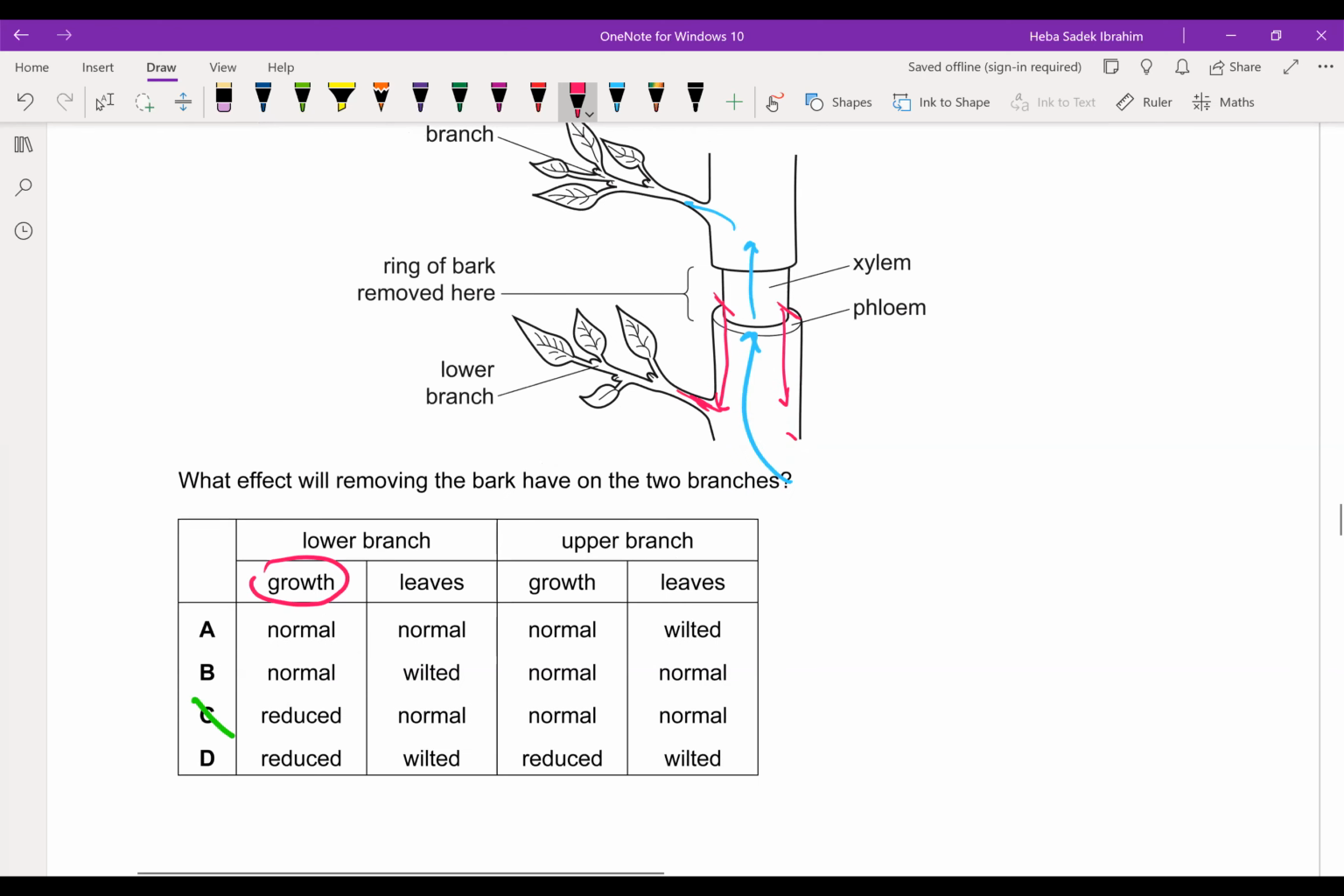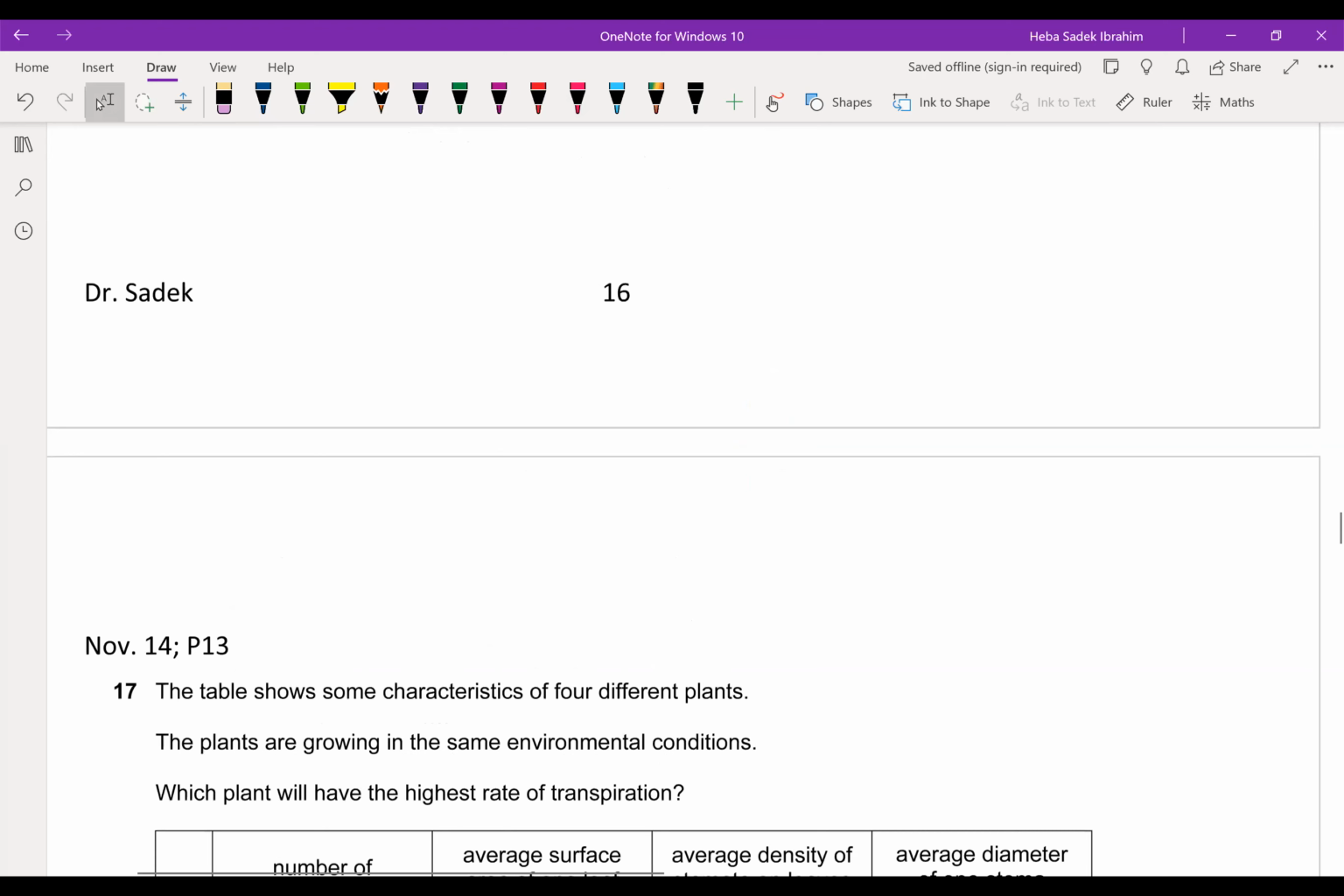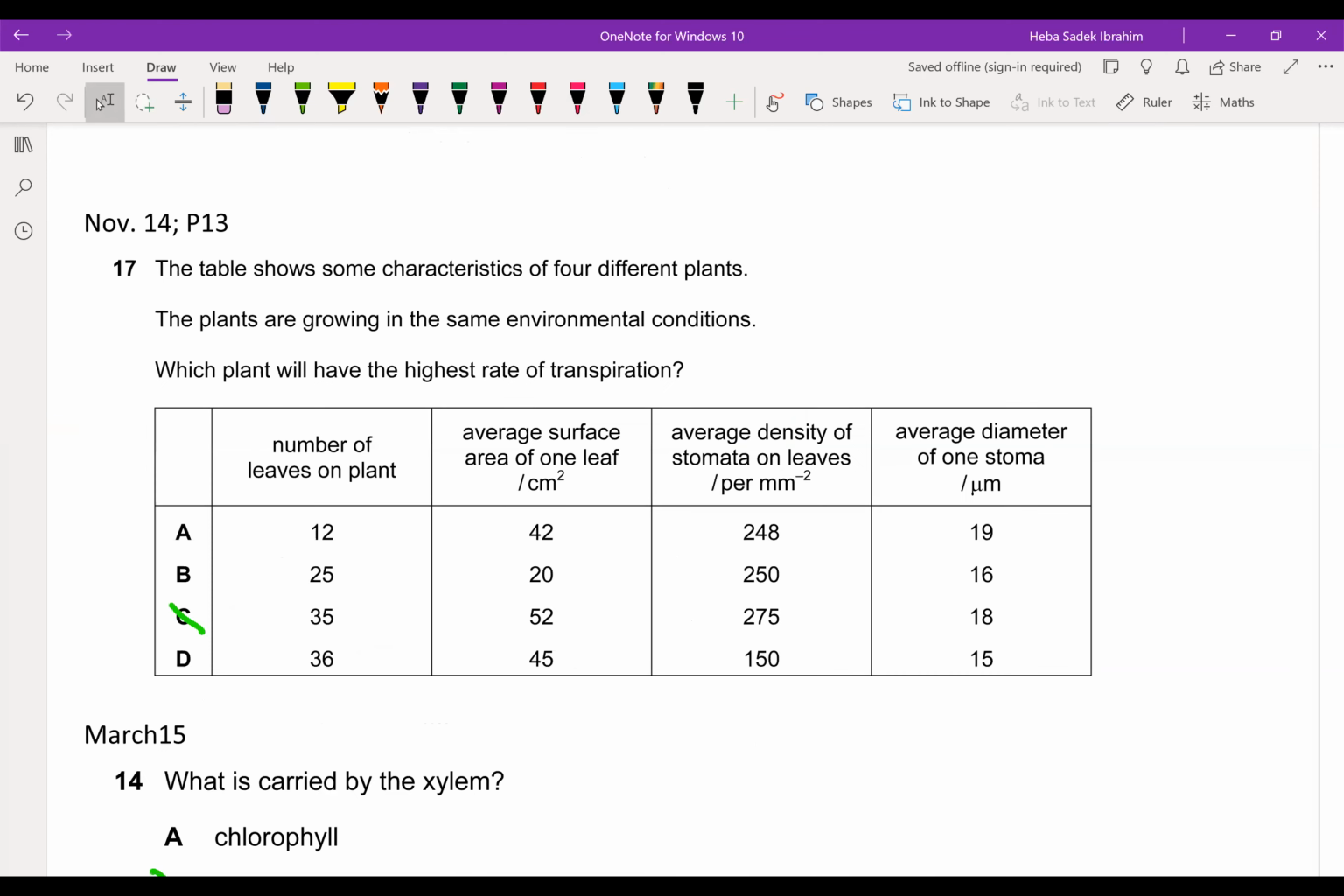The table shows some characteristics of 4 different plants. The plants are growing in the same environmental conditions. حلو قوي. Which plant will have the highest rate of transpiration? مين من البلانتس دي هيبقى عندها أعلى rate transpiration؟ بالنسبة للنمبر of leaves, you'd expect the one that has a high number of leaves would have a high rate of transpiration. ده كلام كويس. So I'd suspect it's either C or D.